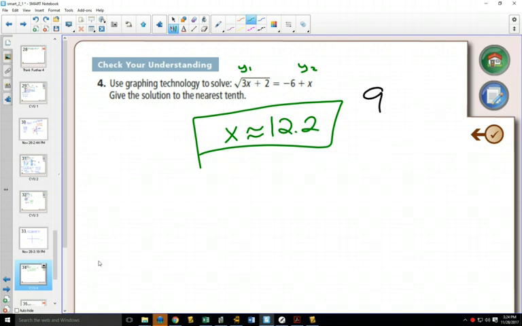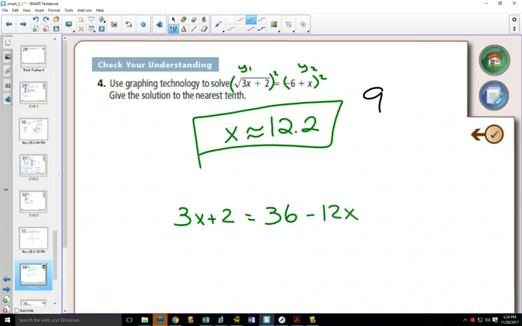Now, last year, you solved these. Yes, you did. How do you solve square root equations? You square both sides. So if I squared both sides, that would square this side and square this side. Can you see on this side you would get 3x plus 2. And on the other side you'd have to multiply that out. You'll get 36 minus 12x plus x squared. You'd have to FOIL it. You can't just square the 6 and square the x.